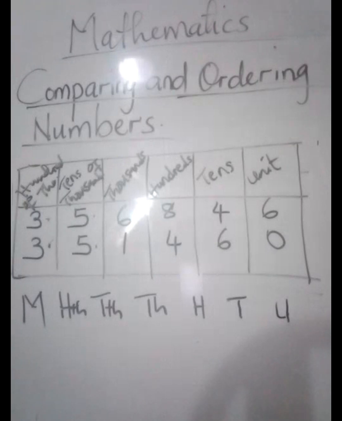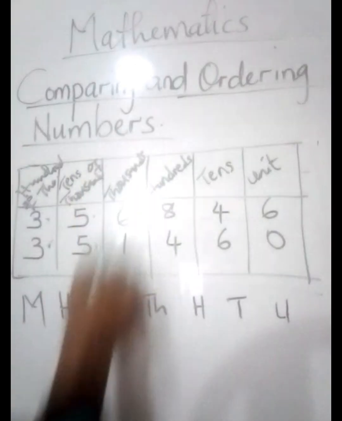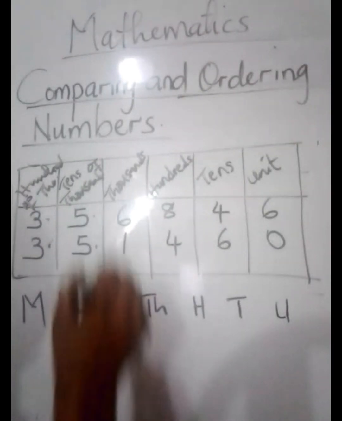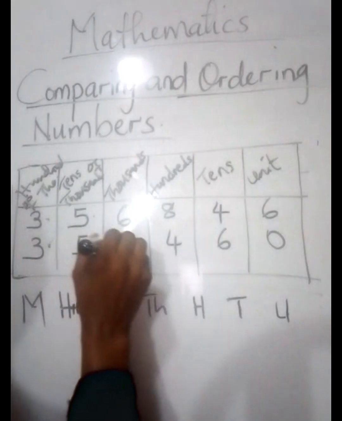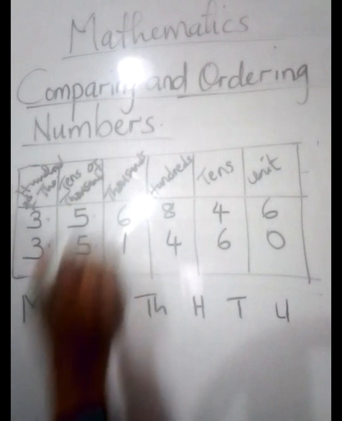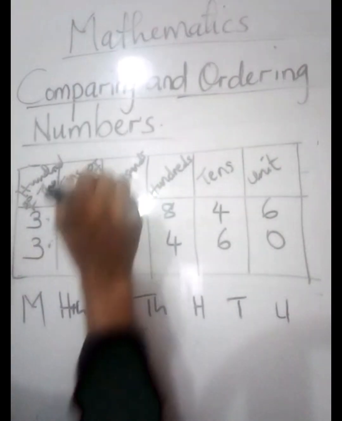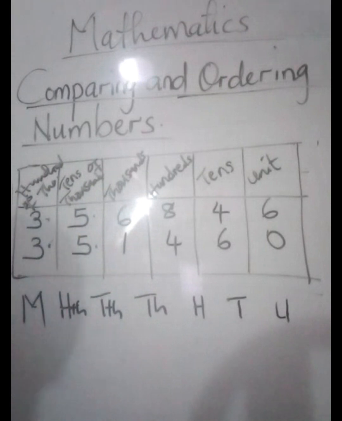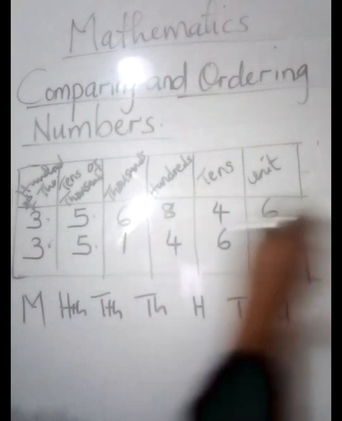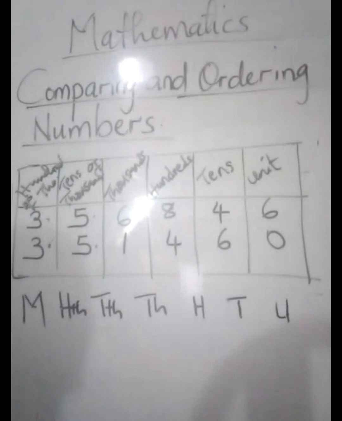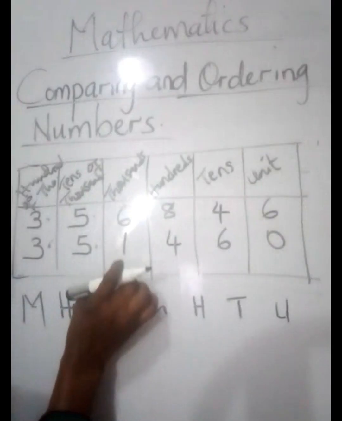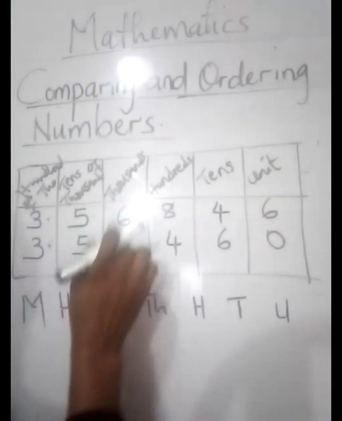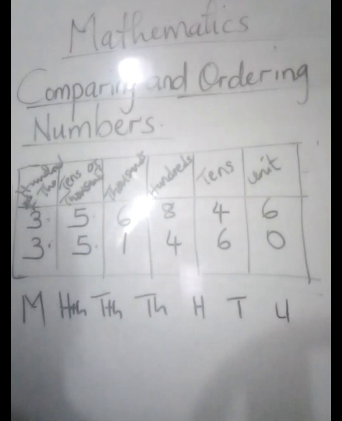So the next one we are going to look at is the position of thousands. For the first number, the digit there is 6, while the second number has the digit 1. And looking at the two digits, 6 is obviously bigger than 1. You go no further. Once you have found one position where one number is bigger than the other, then you know that number is definitely larger.